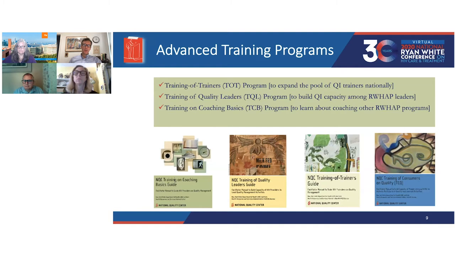We offer many advanced training programs. The three mentioned here are in-person advanced trainings. We probably have to hold off for this year, so we'll probably reconvene next year in 2021. So we have a train-the-trainer program. All three programs are 3 days in length. They're pretty rigorous, but I think it gives you the opportunity to come together with other peers around the Ryan White community and really learn from others. Often quality managers are the only person that has that same title, so sometimes there's a sense of being isolated, and these trainings provide an opportunity to connect with others.